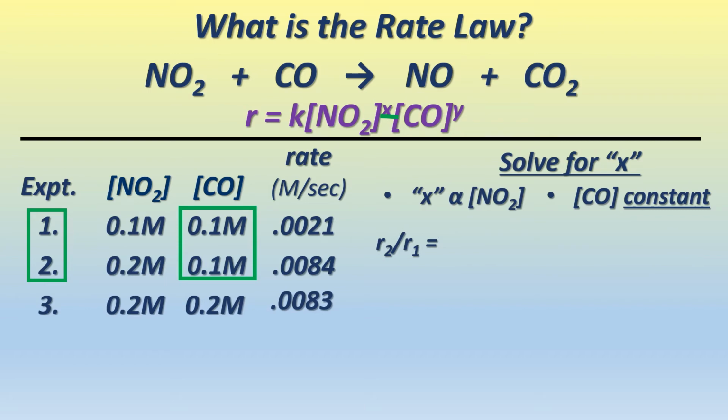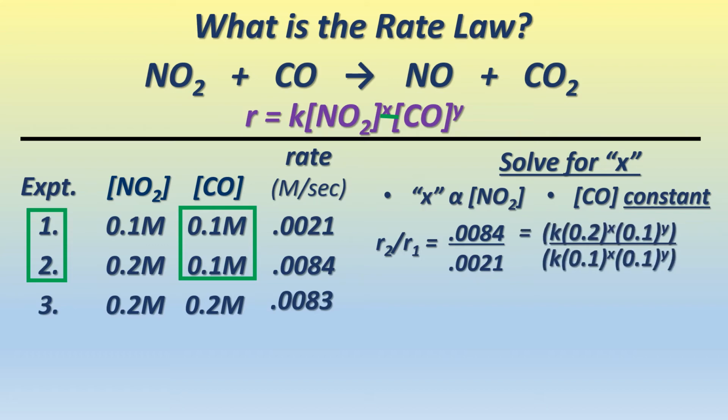If I compare the rate of experiment 2 to experiment 1, 0.0084 to 0.0021, that's going to be equal to, for experiment 2, k times 0.2 to the x times 0.1 to the y. Experiment 1, 0.0021 is going to be equal to k times 0.1 to the x, 0.1 to the y. I still have three unknowns, but now it doesn't matter because k divided by k will cancel. 0.1 to the y by 0.1 to the y will cancel.